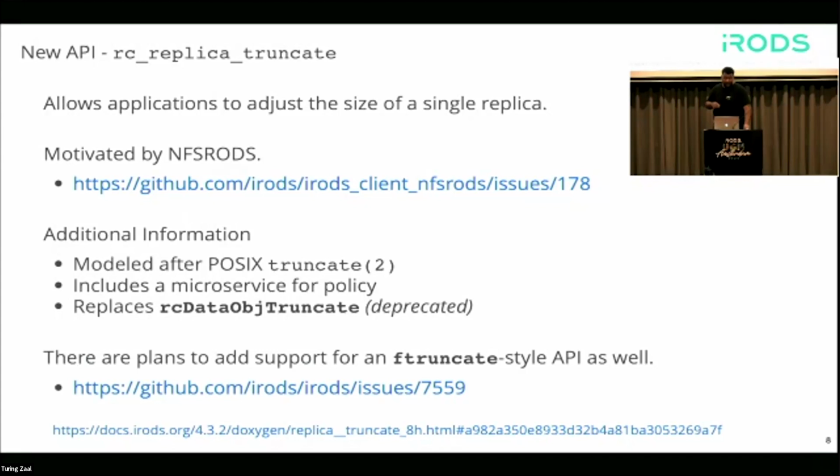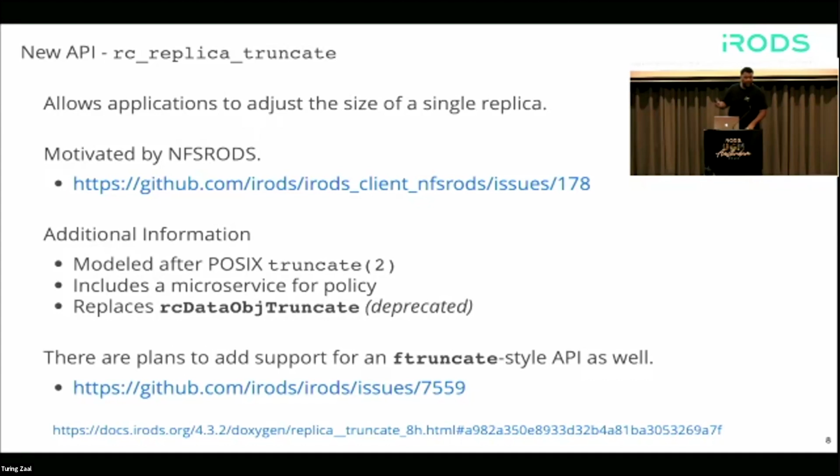We have a brand new API for iRODS 432. It is RC Replica Truncate. This is essentially an API endpoint that is implemented or modeled on top of the POSIX Truncate API. This was motivated by the NFS RODS project, an attempt to provide full POSIX presentation capabilities for NFS RODS. This was implemented by Alan King of the iRODS team, so thank you. And with this, we were able to add support for Truncate in NFS RODS, and we'll talk a bit more about that later.